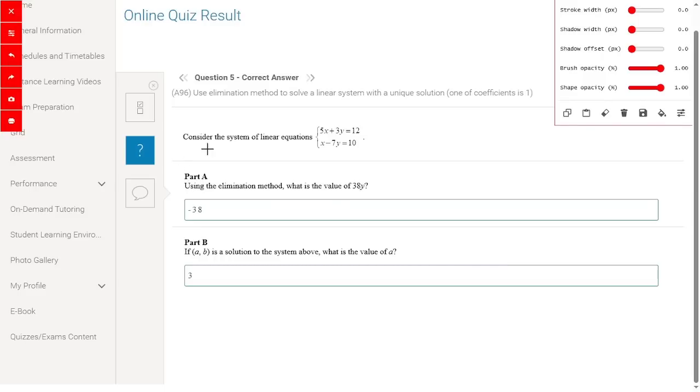Now consider the system of linear equations: 5x plus 3y equals 12 and x minus 7y equals 10. We are using the elimination method. Elimination method means we need to eliminate x or y. What is the value of 38y? Okay, 38y. So here that means he wants y, so we need to eliminate x.